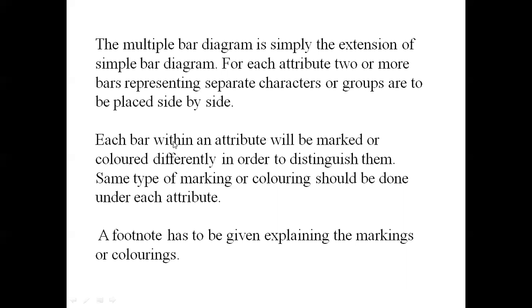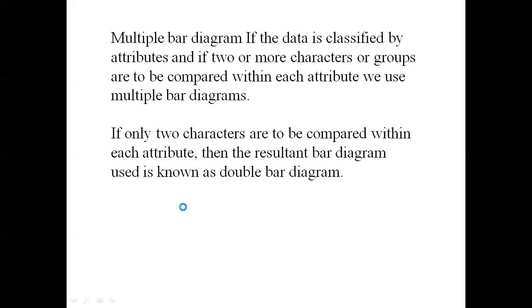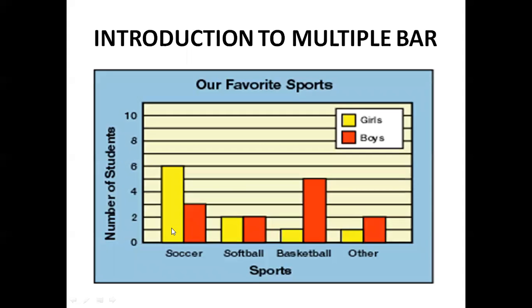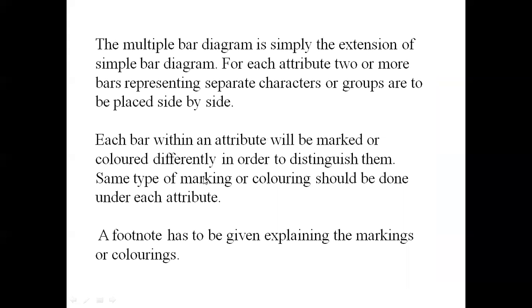Side by side, each bar within the attribute will be marked or colored differently in order to distinguish them. The same type of marking or coloring should not be done under each attribute. So to differentiate these two, we have to use different colors, not the same color. If we put red for this one and red for this one too, we cannot differentiate, because this is representing one attribute and this is representing another attribute. That is why I say attribute means quality, attribute. So here both should be in different colors, they should not be the same color.